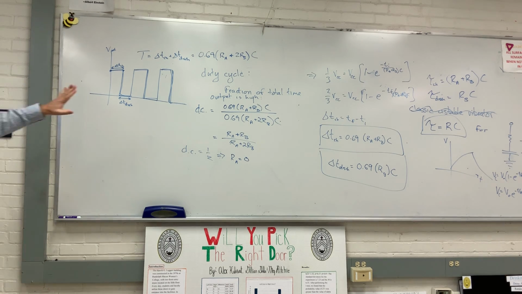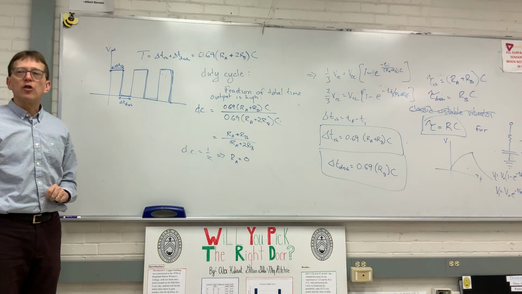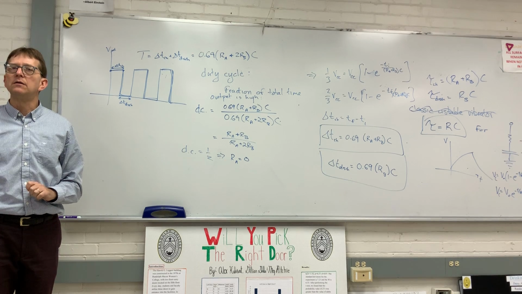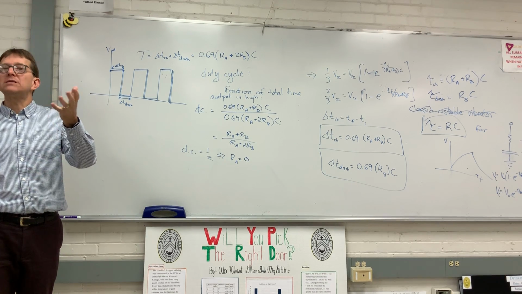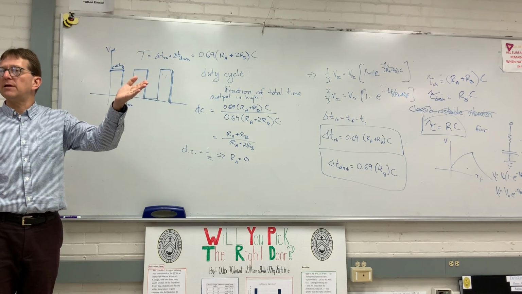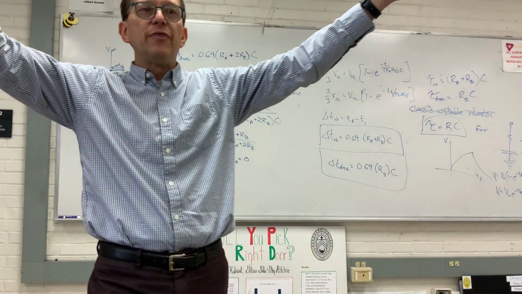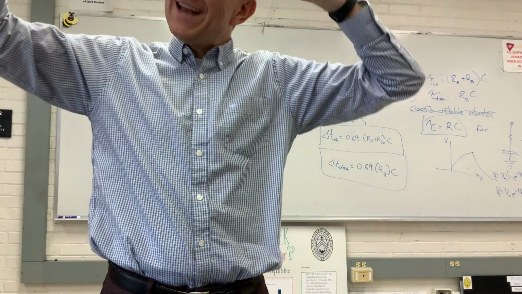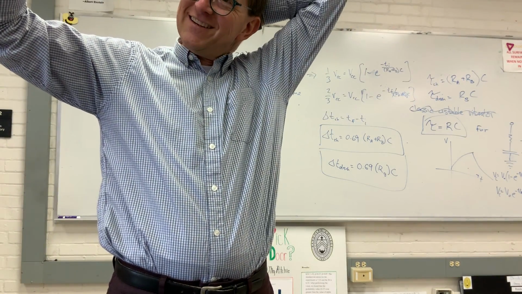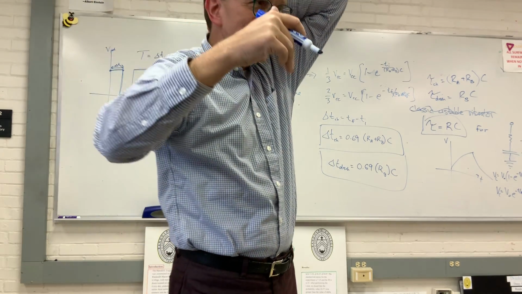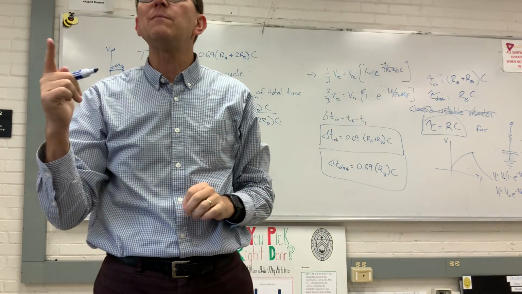For the classic astable multivibrator, what is the possible range for duty cycle? Not for this, but in general. Never on to always on, 0 to 1. A duty cycle of 0 means that it's never high. A duty cycle of 1 means it's always high.